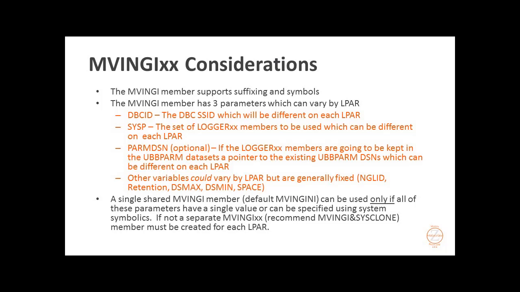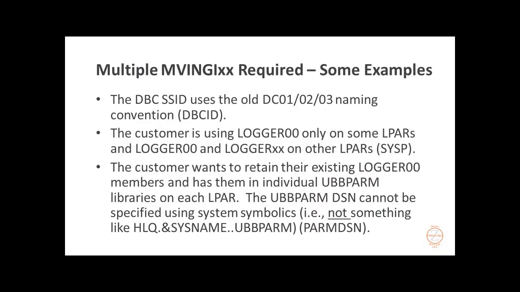If the values cannot be specified using system symbolics, multiple MVI NGI XX members must be created, one for each LPAR. In this case, it is recommended that the name MVI NGI $sysclone be used for each member. This topic will be addressed in detail later in this course. In this slide, we show some examples of situations where the system symbolics cannot be used.